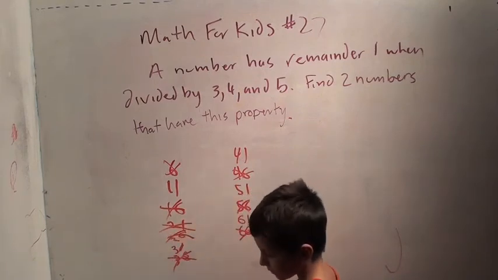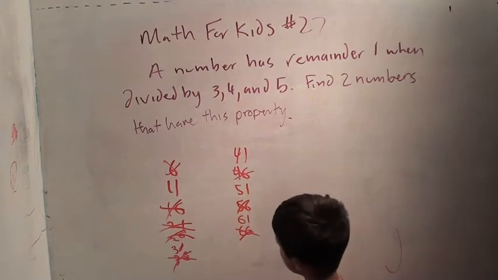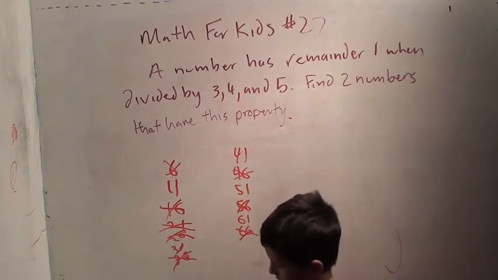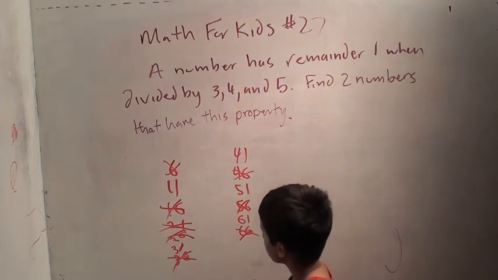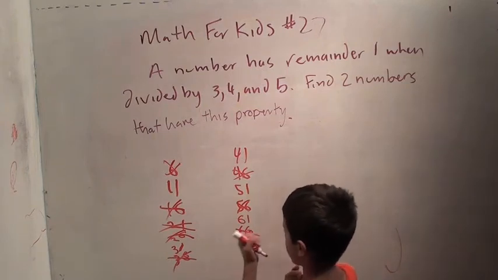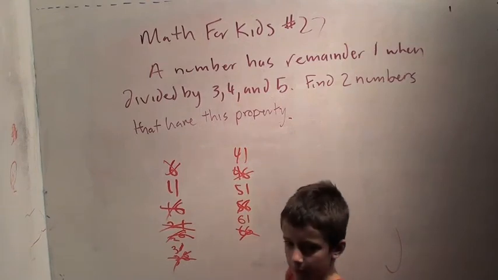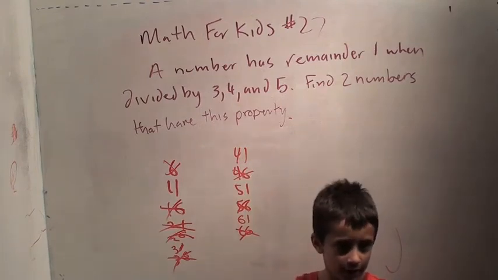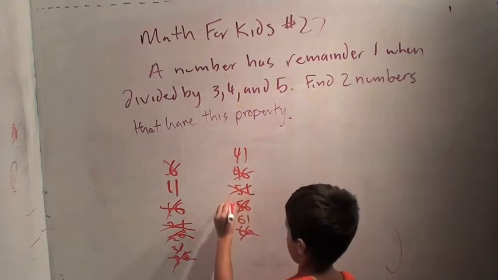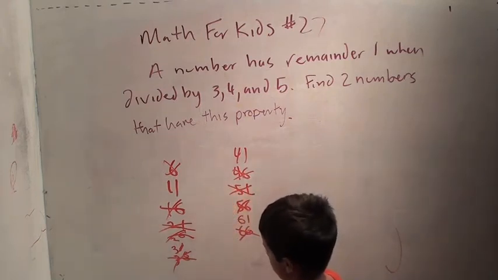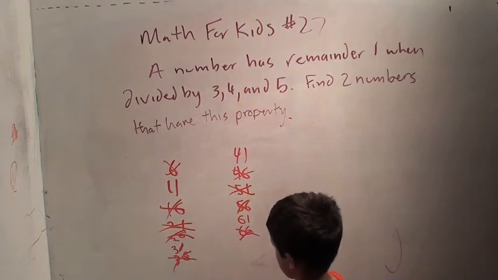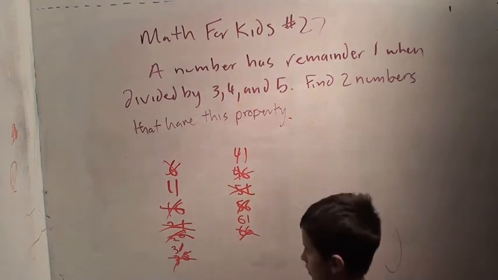What other numbers can you cross out? Any number that's divisible by 3 you could cross out. 51 is divisible by 3. How do you know? Because 5 plus 1 is 6. The sum of the digits is divisible by 3. That's a neat trick. So now we're left with 11, 31, 41, and 61 to check.